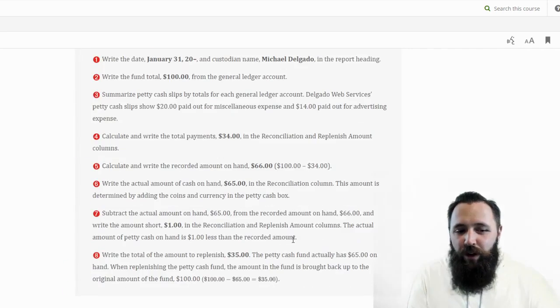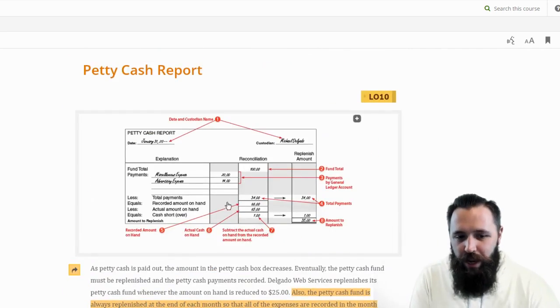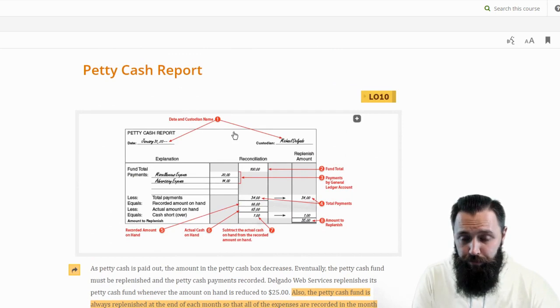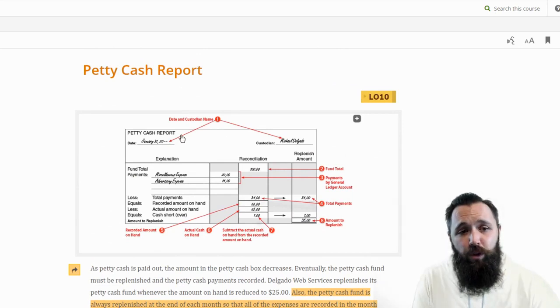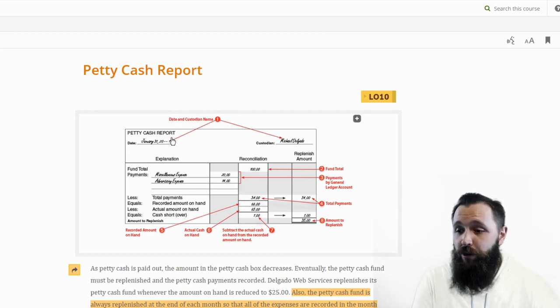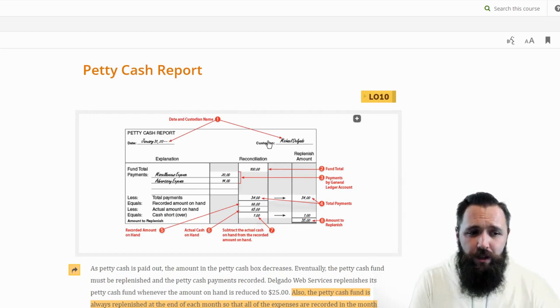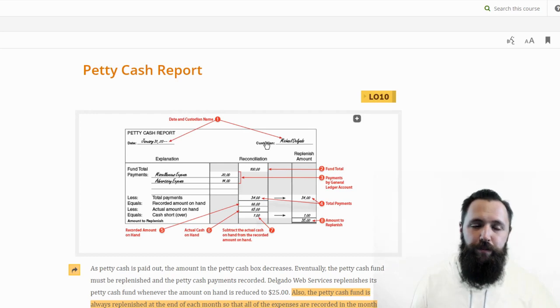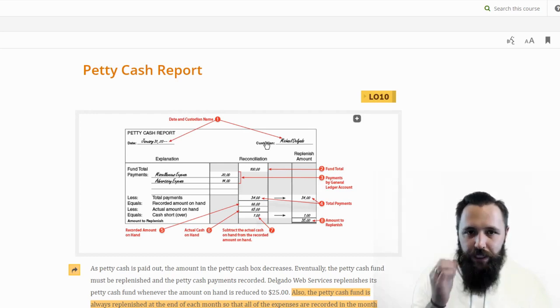So we are going to prepare this report, and I'm going to walk through the steps. The first thing that we're going to do is put in the date and the custodian name. So here we're doing this report on January 31st, and the custodian, or the person that's preparing this, is Michael Delgado. It makes sense. Michael Delgado, it's his petty cash fund. He kind of runs the thing, right?